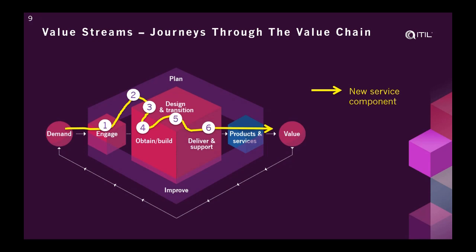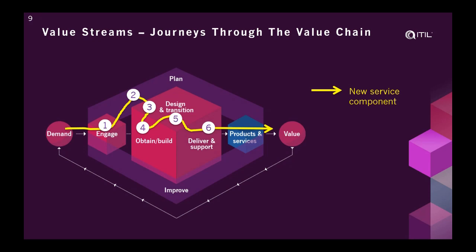You plan it, you do a design and transition, you obtain or build it. It might go back to design and transition again. You then deliver and support. It comes out the other end as value, and it may well go back in via the feedback loop at the bottom into new demand. So a new service component might create a demand for yet another stream that goes through the value chain.